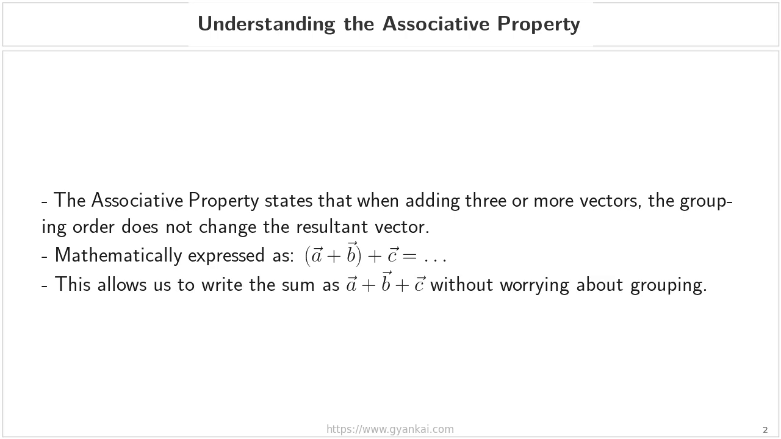The real beauty of this property is the simplification it offers. Because the grouping doesn't affect the outcome, we don't need to get bogged down in complex brackets. We can simply write the sum as vector A + vector B + vector C. This makes handling long sequences of vectors much more manageable, which we are going to see demonstrated geometrically in the next few slides.